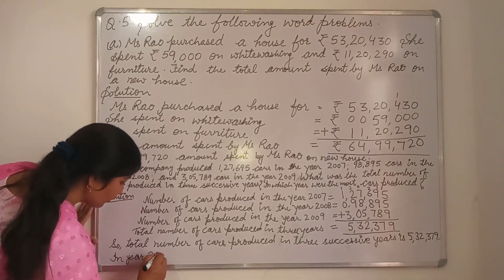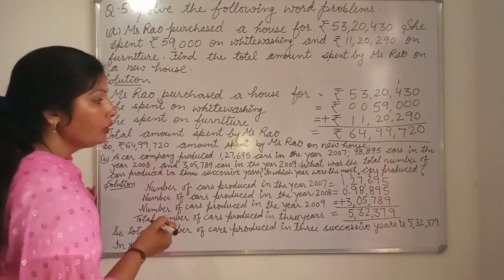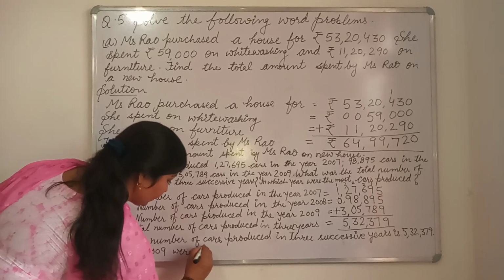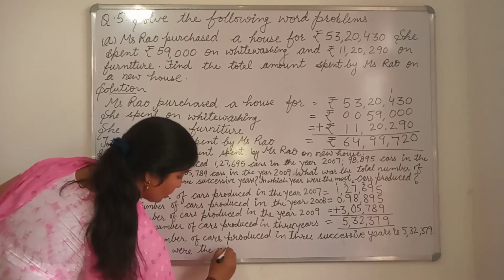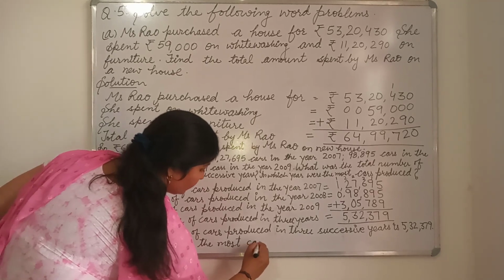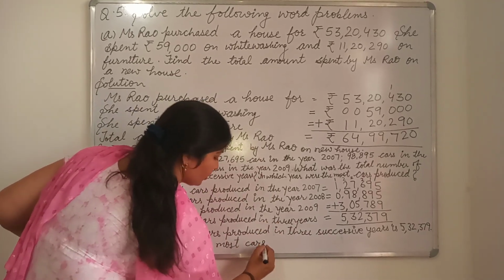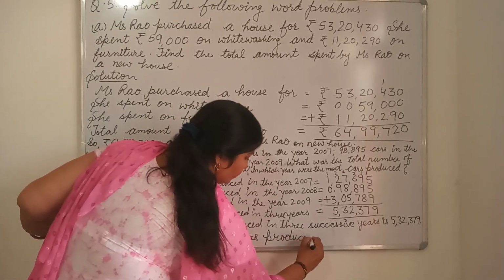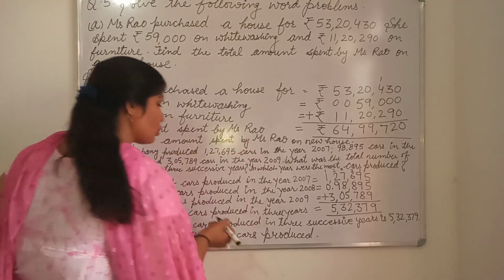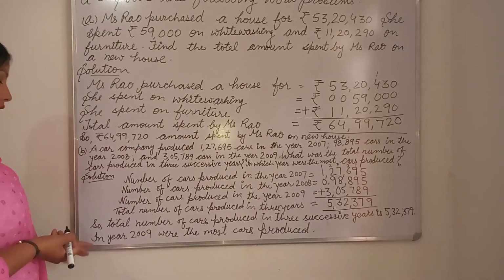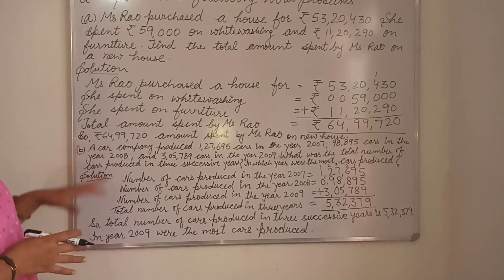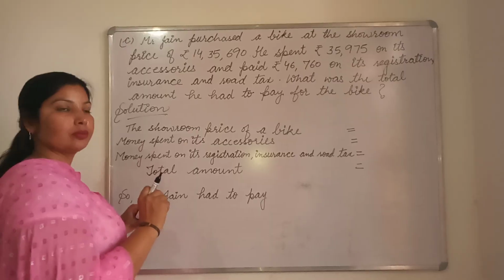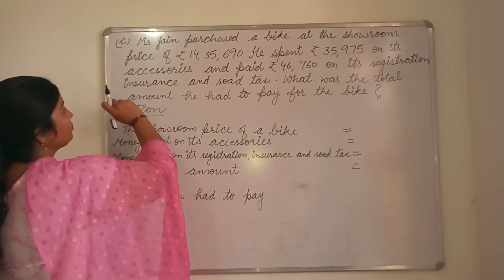So right here, in 2009 were the most cars produced. Okay. Most means maximum cars produced. So in which year were the maximum cars produced? In 2009. So you should solve like this with a sentence. Okay. Now C part.